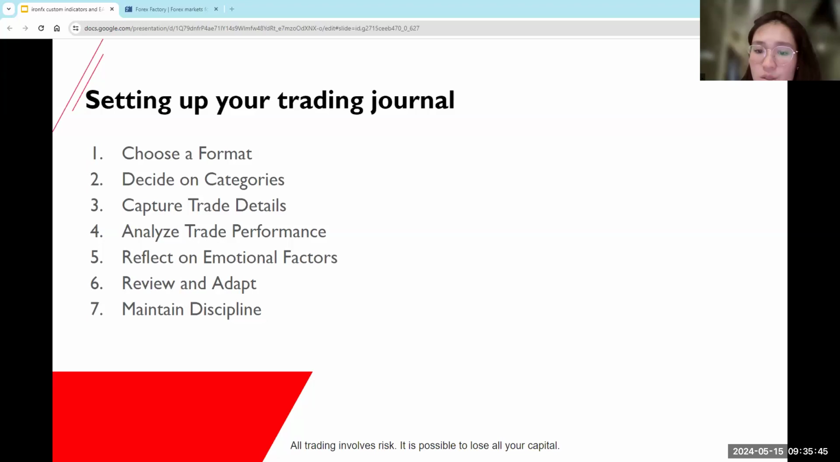Emotional factors. This is quite important and quite often overlooked, because it's important to take note of your emotional state during each trade. You would record any emotional biases such as fear, greed, or overconfidence that may have influenced your decision making. This information will help you become more aware of your emotions and develop strategies to manage them more effectively.